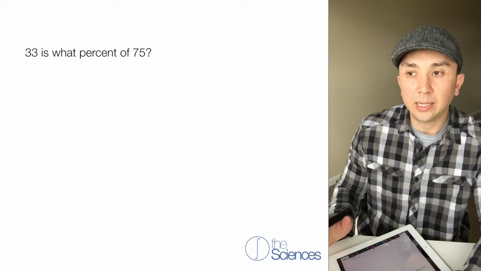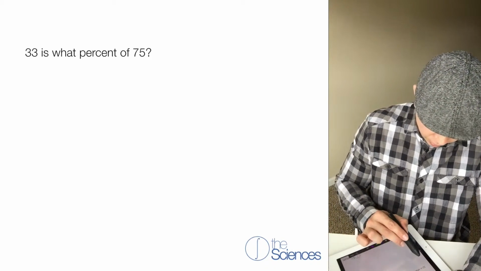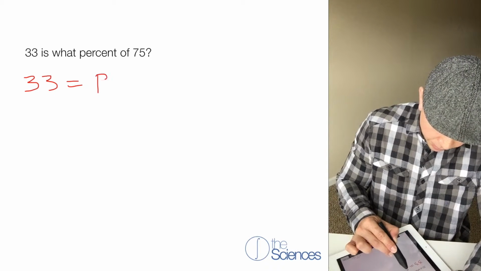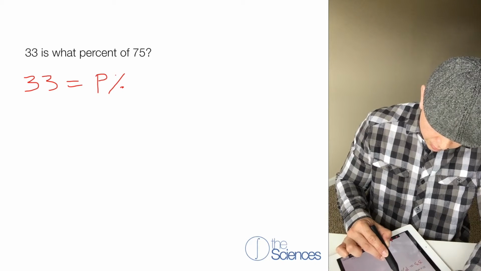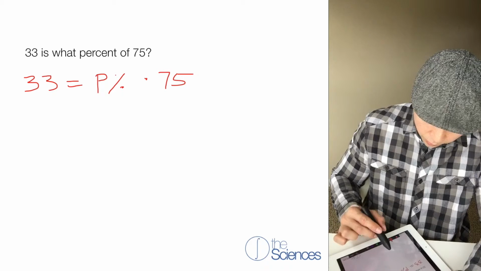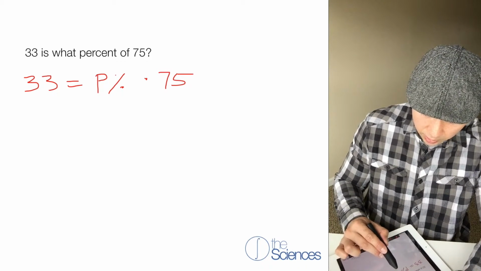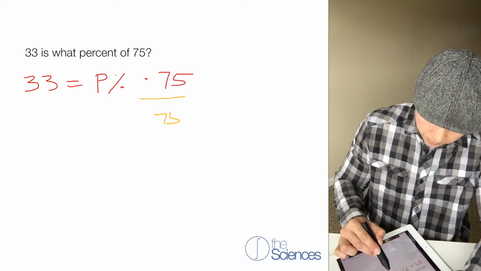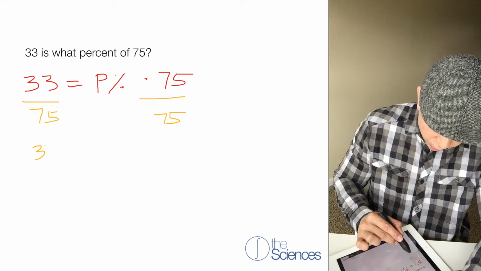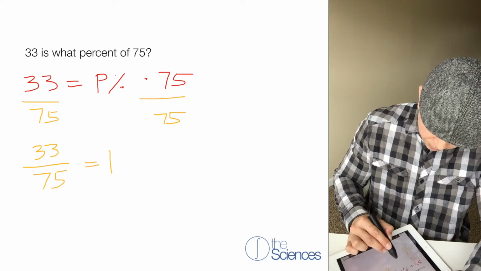Now, 33 is what percent of 75? So we have 33 equals P% times 75. So now what we're going to do is move 75 to the other side of the equation by dividing by 75. So now we get 33 divided by 75 equals P%.